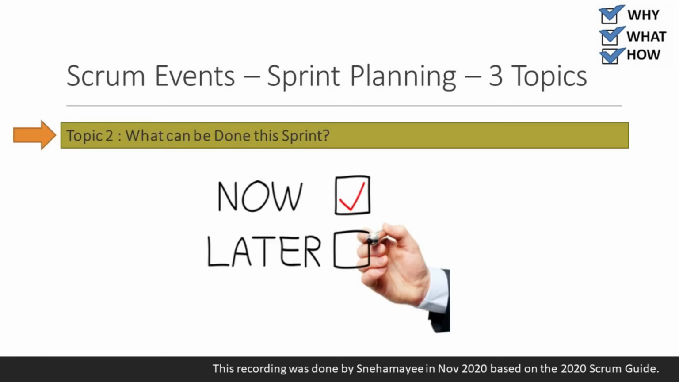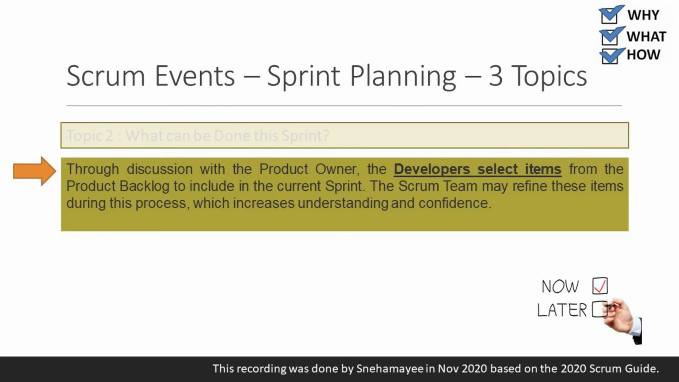Topic 2. What can be done this sprint? Through discussion with the product owner, the developers select items from the product backlog to include in the current sprint. The Scrum team may refine these items during this process, which increases understanding and confidence.